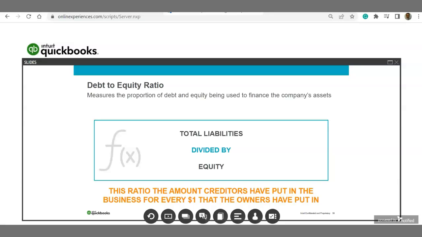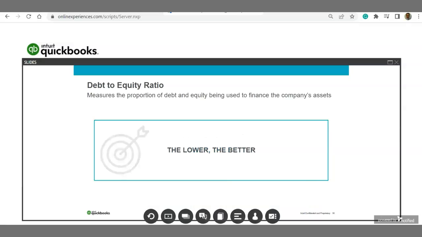The debt to equity ratio measures the amount that creditors have put in the business for every dollar that the owners have put in. That's another really good way to think about it. For this ratio, the lower the better. Remember the liquidity ratios, we were looking for the higher the better. Now we're looking for the lower the better.